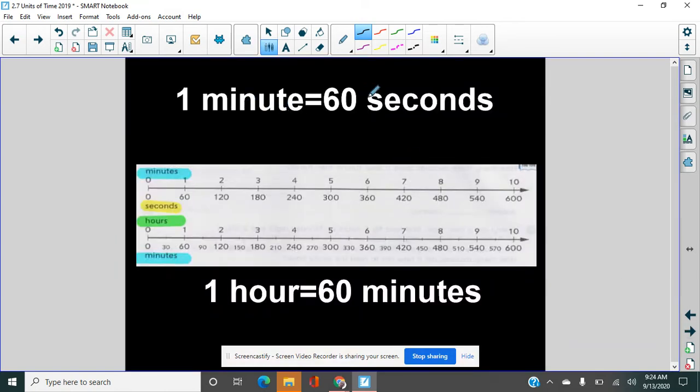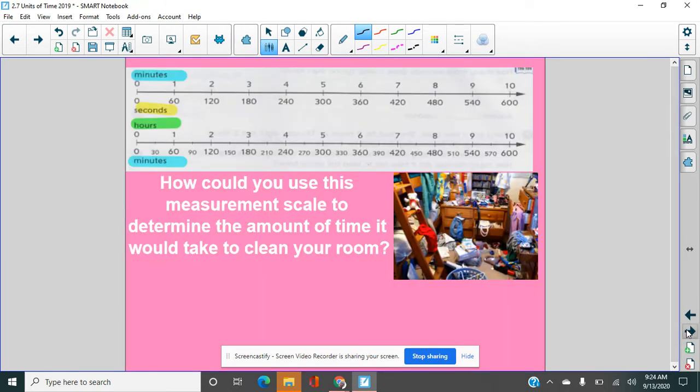1 minute is equal to 60 seconds, and 1 hour is equal to 60 minutes. So that's nice, right? We don't have to remember two different things like we did with yards and feet and inches. So our conversions here are 60s, right? Times 60.